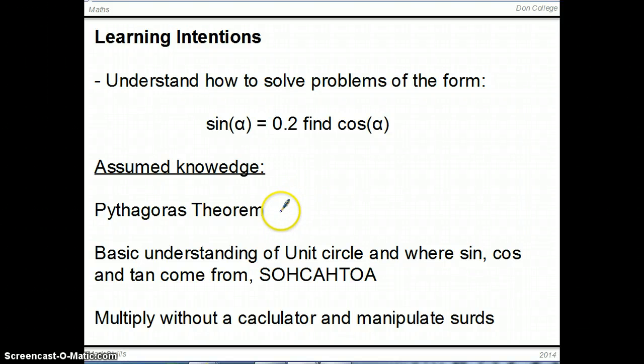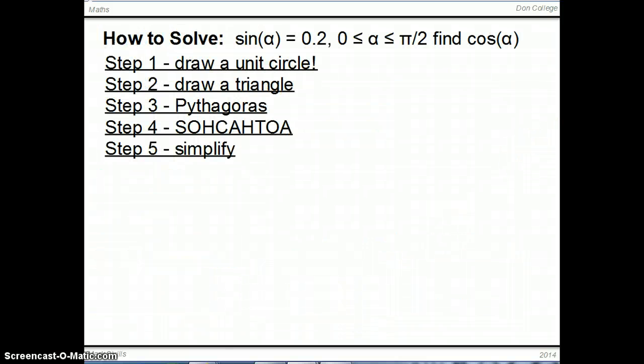Assumed knowledge is that you know Pythagoras' theorem, have a basic understanding of the unit circle, SOHCAHTOA, and you can multiply without a calculator and manipulate surds. So, here's our question. Sine alpha is 0.2, alpha is between 0 and pi on 2, find cos alpha.